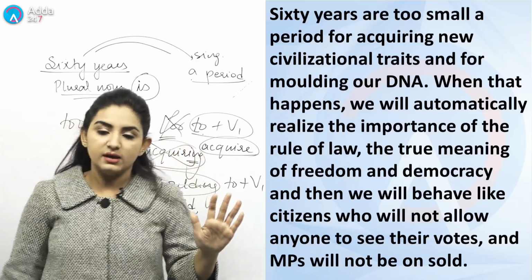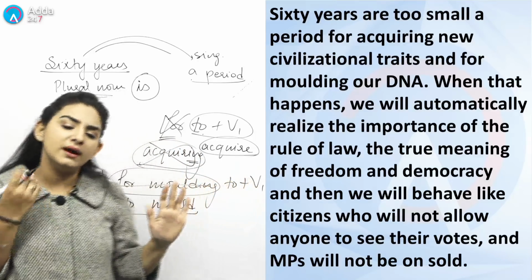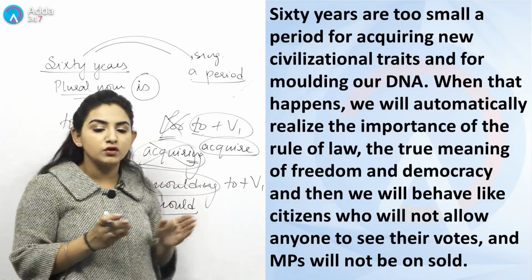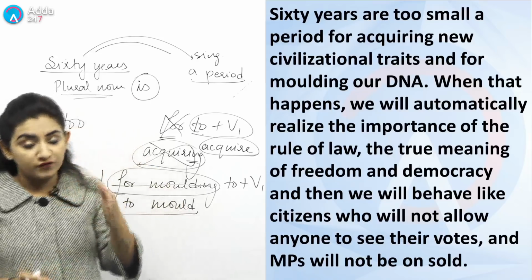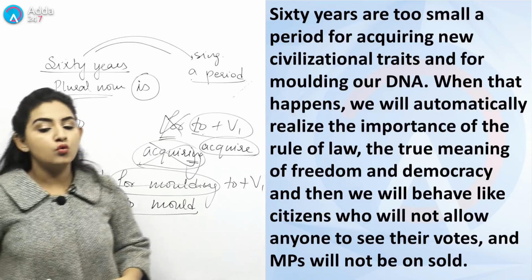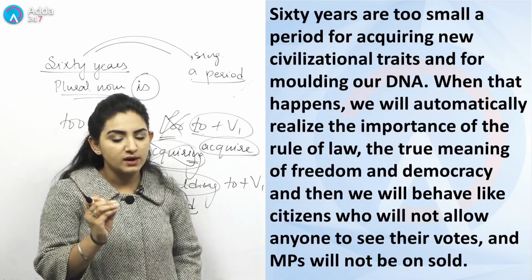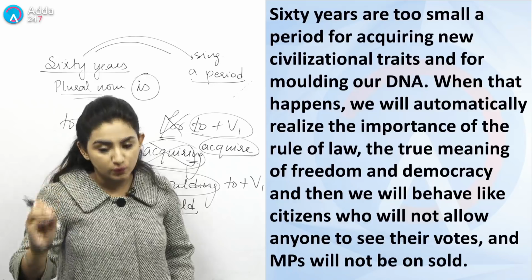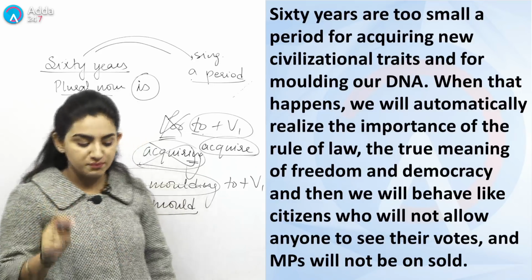So we again have: 60 years is too small a period to acquire new civilizational traits and to mold our DNA. When that happens, we will automatically realize the importance of the rule of law, the true meaning of freedom and democracy, and then we will behave like citizens who will not allow anyone to see their votes, and MPs will not be on sold.